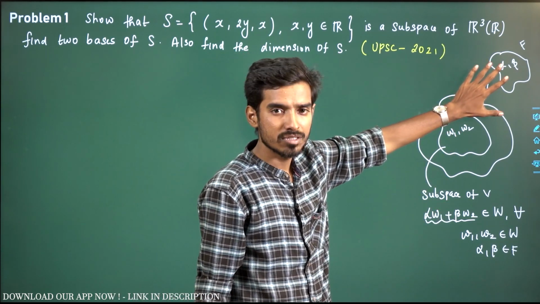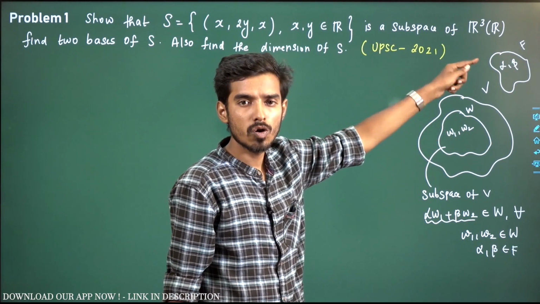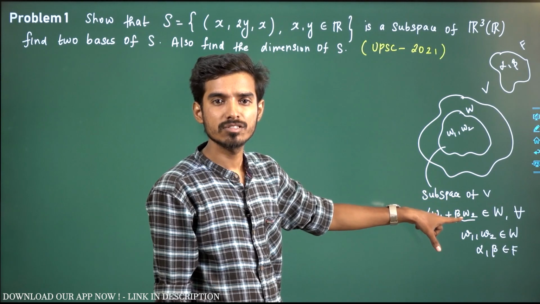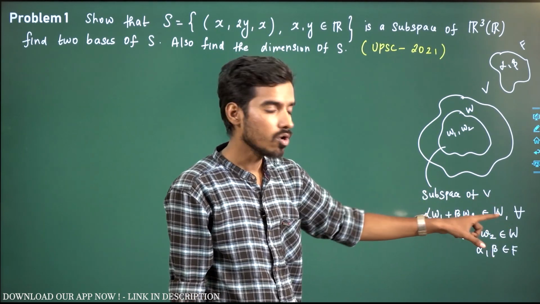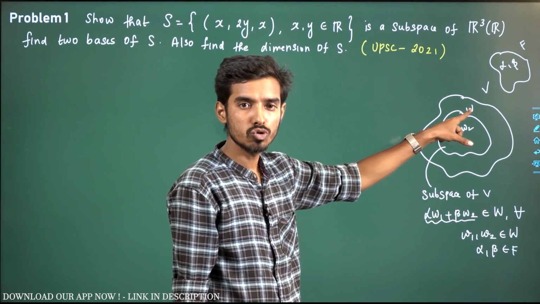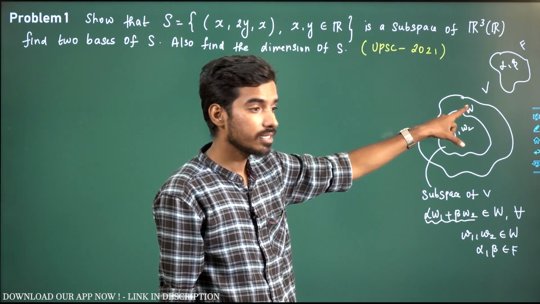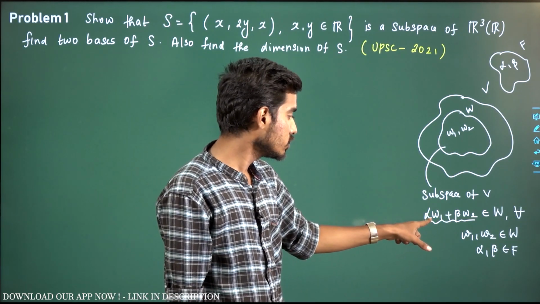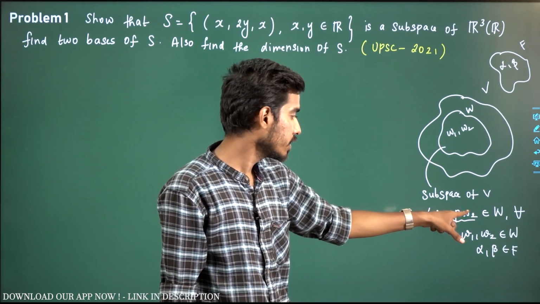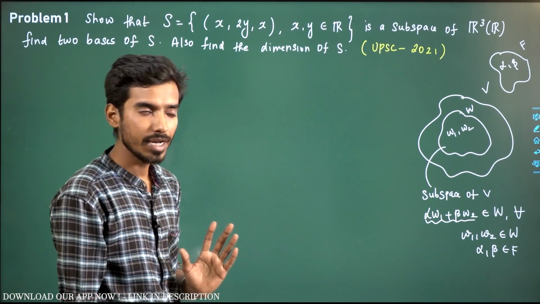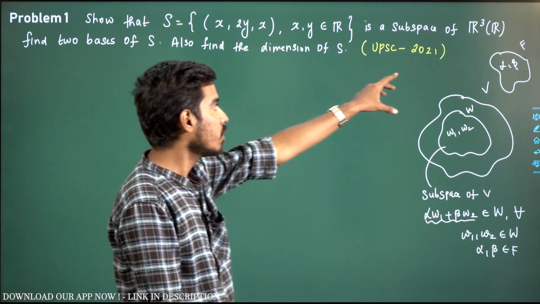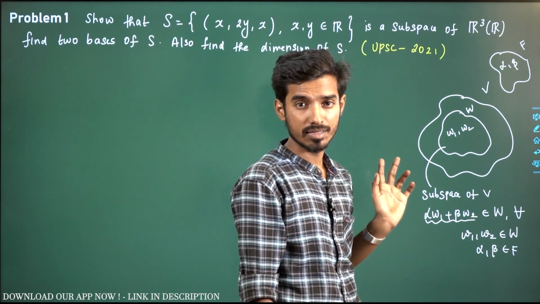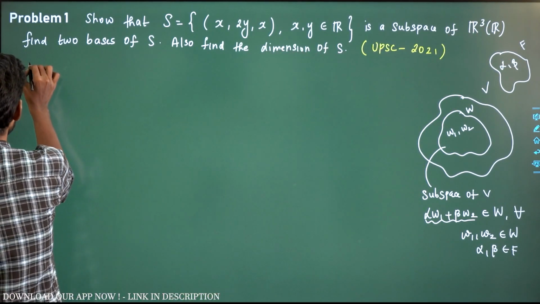So we have a vector space V, and we have a subset W of V. This subset will be a subspace if alpha times W1 plus beta times W2 is in W, where W1, W2 belong to the subset W, and alpha, beta belong to the field F. So we need to show alpha times W1 plus beta times W2 is in W. Here our field is R, and our V is R3. Okay, so we will start the solution.